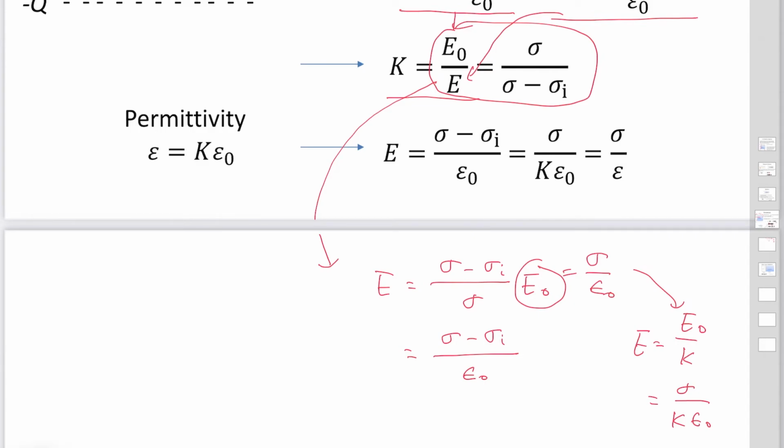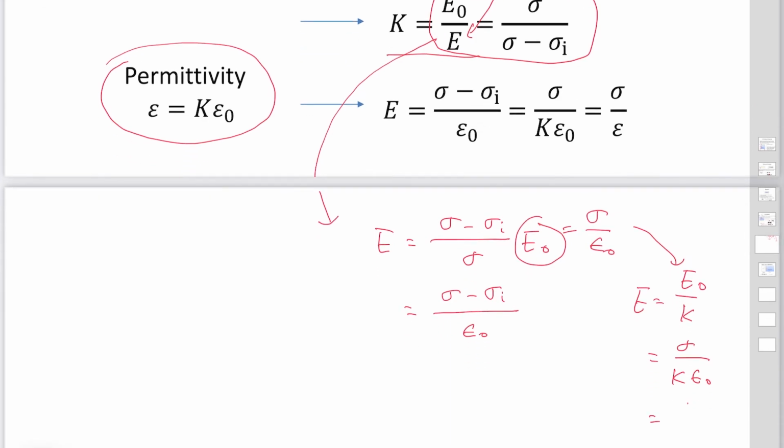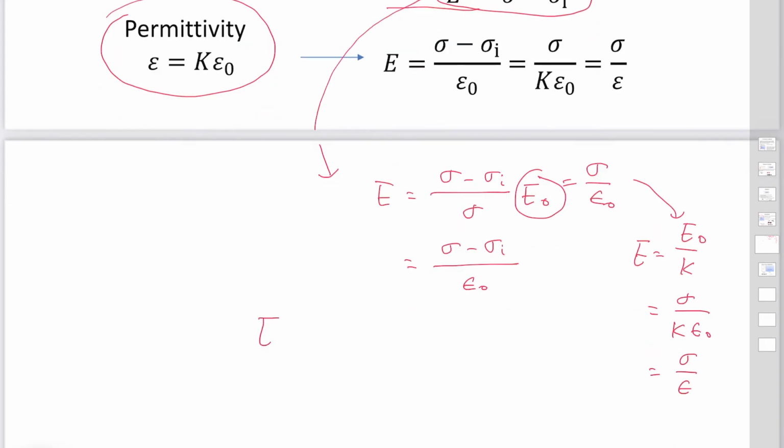Then, by introducing permittivity, epsilon equals K epsilon sub 0, this expression is sigma over epsilon. The electric field in the material is expressed as sigma over epsilon, and epsilon equals K, the dielectric constant, times epsilon sub 0.